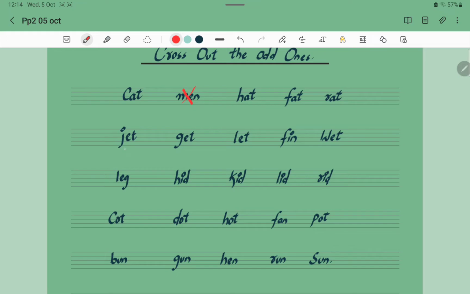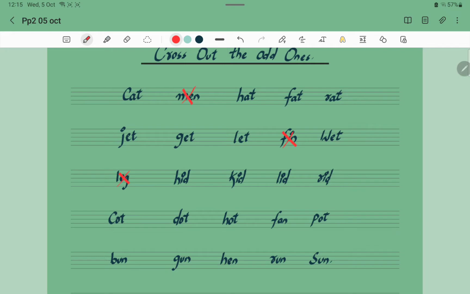Okay, jet, get, let, fin, wet. This sounds different, so this is the odd one. Leg, hid, kid, lid, rid. This sounds different, so this is the odd one.